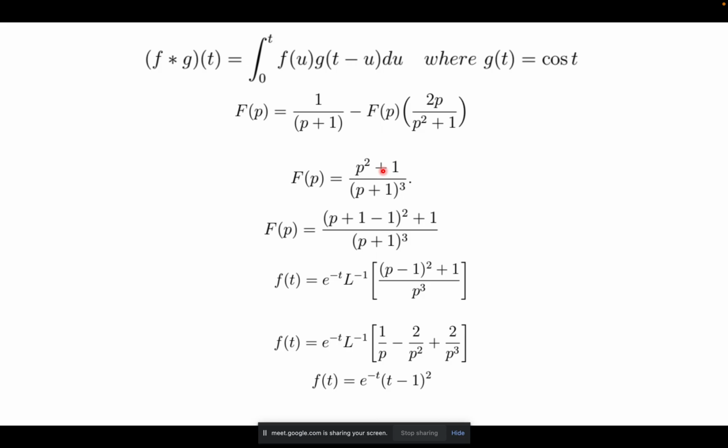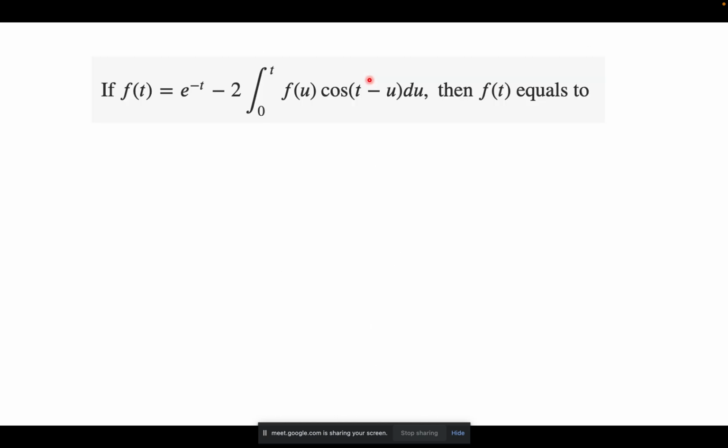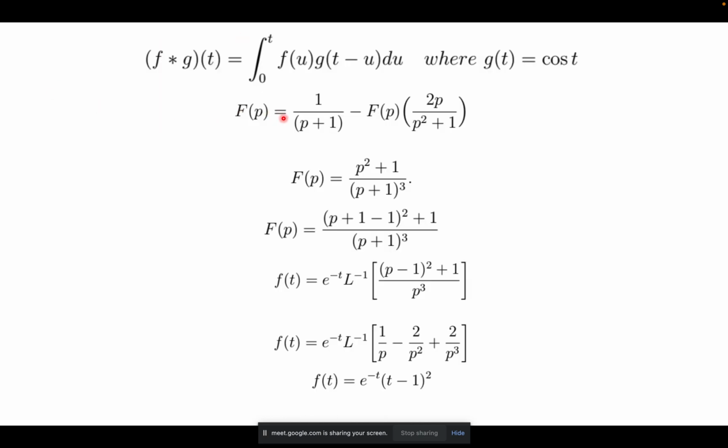So let's go through the solution of that. You first need to use this property where the convolution of f and g of t can be written as the integral from 0 to t of f(u) g(t minus u) du, right? Now if you compare here, g of t is equal to cos t, and f of p will be this f of t. If you take the Laplace transform of both sides, you will get F(p) equal to 1 upon p plus 1, because you have e power minus t, and then minus 2 times the Laplace transform of f(t) times the Laplace transform of g(t).